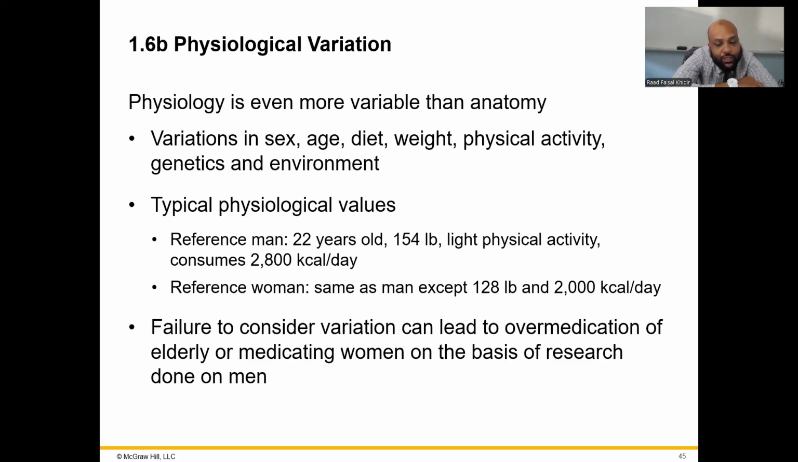There are typical physiological values. When we are talking about anatomy and physiology, we mainly talk about a reference man and a reference woman. The reference man is 22 years old, 154 pounds, light physical activity, and consumes about 2,800 kilocalories a day. The reference woman is the same as the man, except that she's 128 pounds and burns 2,000 kilocalories a day.